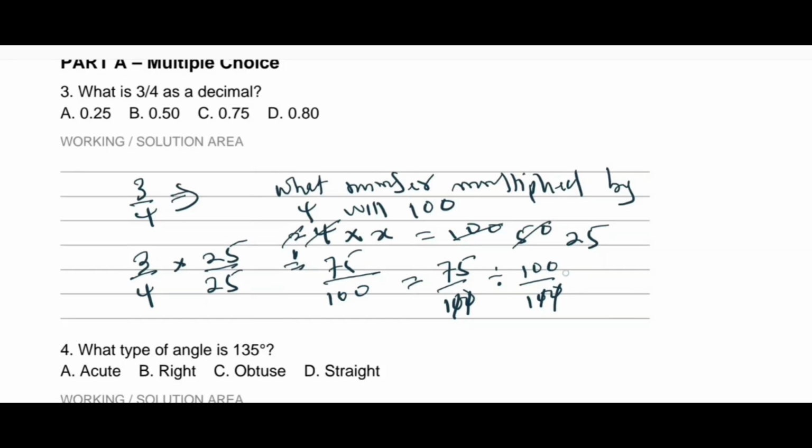But this 0 cannot go here. So each time you have a 0, you move back 1 step. Another 0, you move back another step. Have you seen it? So once you do that, it becomes 0.75. Any number that you divide by 100, you move the 0 twice backwards. You understand? So it means that converting 3 over 4 into a decimal will give us C, 0.75.